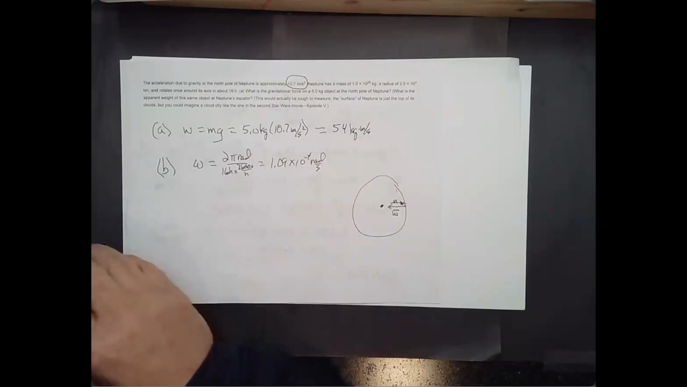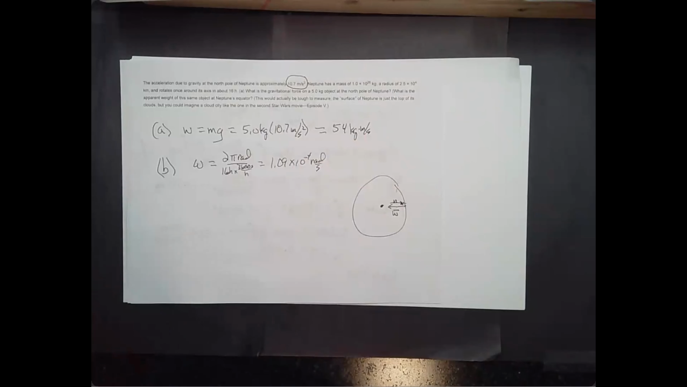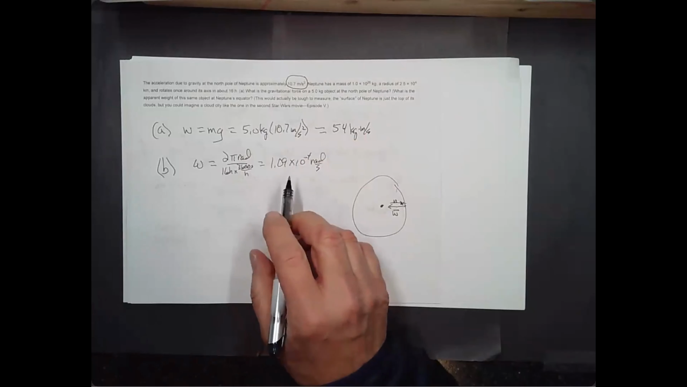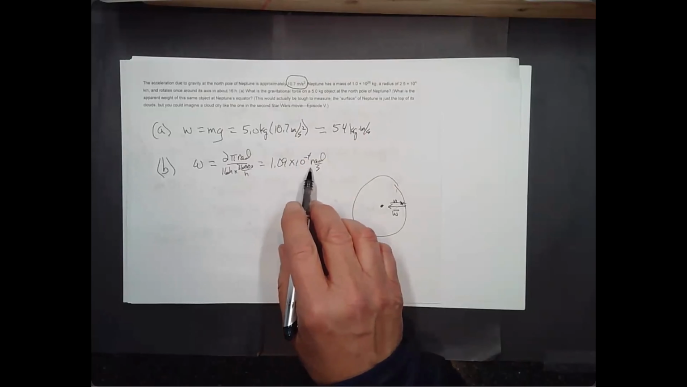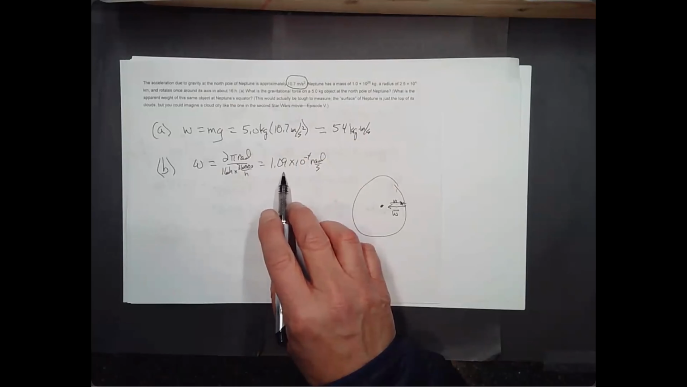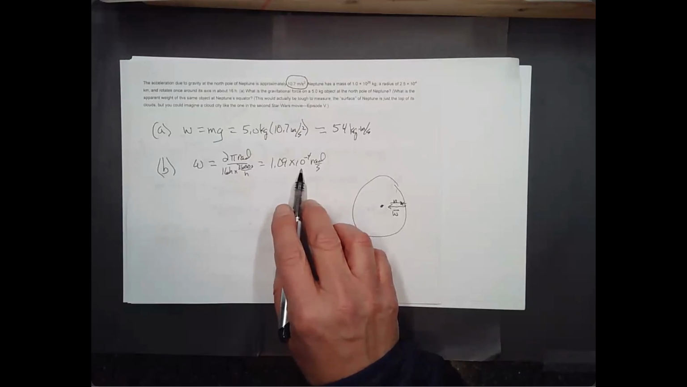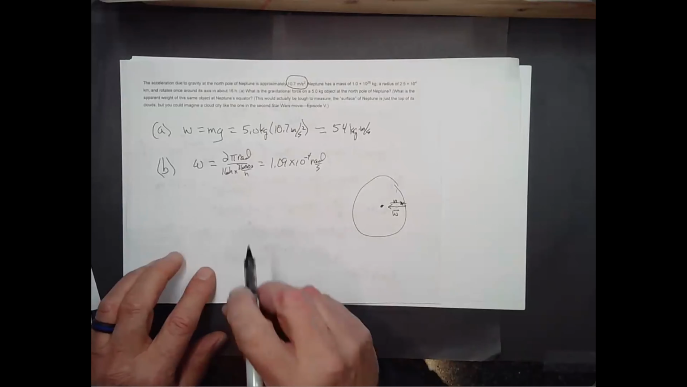Compare that to omega for the Earth, and I forgot what it was. Let's see, omega for Earth is 7.29 times 10 to the minus 5. This ends up being about 50% greater at Neptune than it is for Earth. So a bit quicker.